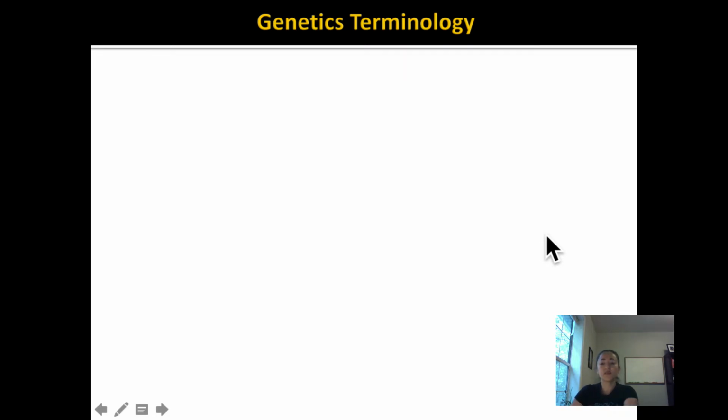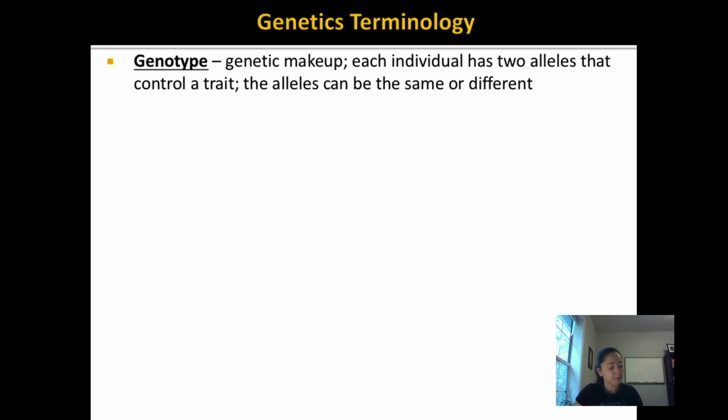So let's look at some more terminology. One thing that's really important to know about an individual is their genetic makeup. In other words, what type of alleles make up that individual. The term we use to describe someone's genetic makeup, or the type of alleles or letters that they have, is called the genotype. Each individual has two alleles that control a trait. We just talked about that. They have two copies of a gene that can control a trait, and as we also mentioned, the alleles can be the same or they can be different.